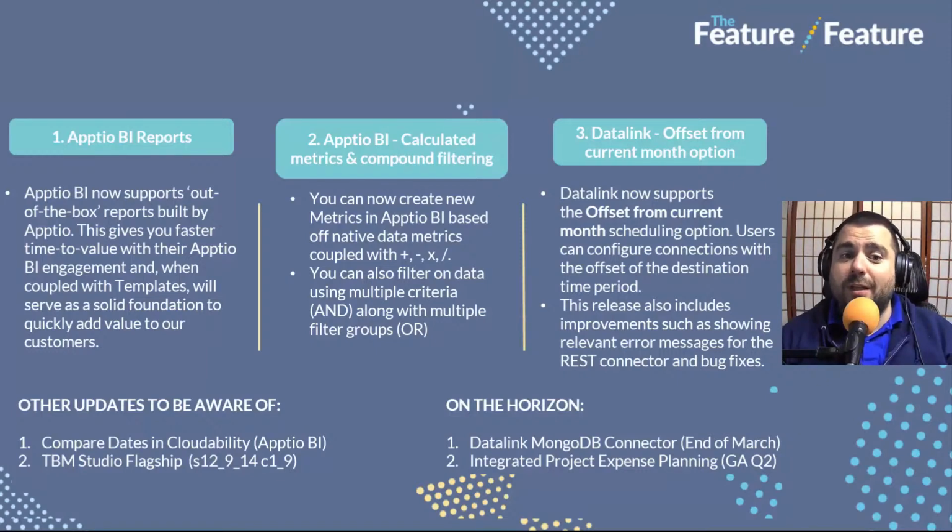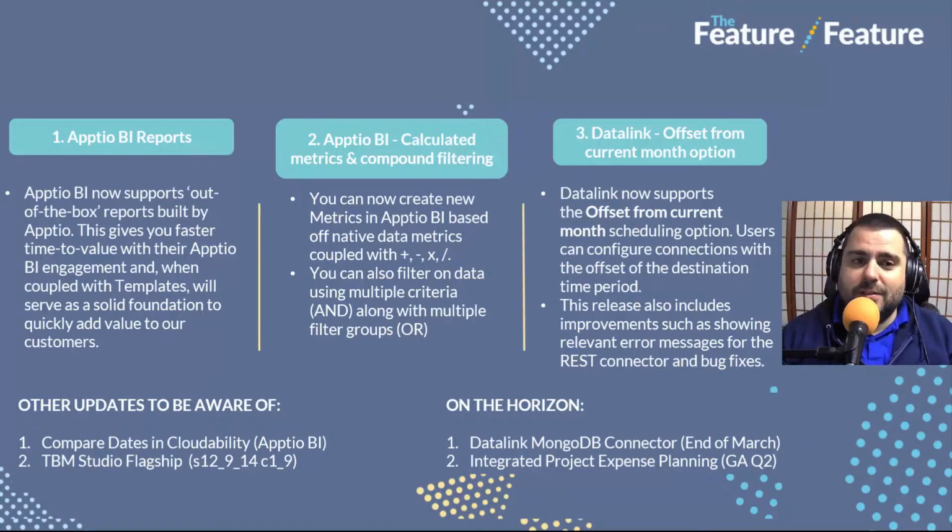Now, there's also calculated metrics and compound filtering with this update for Apptio BI. So there are new metrics, like being able to add, subtract, multiply, and divide. There's also compound filters now, so you can use multiple criteria of and filter groups to trim out that data the way that you need to make it most valuable for the different teams that are looking at financial information for your IT organization and other data in some cases, right?